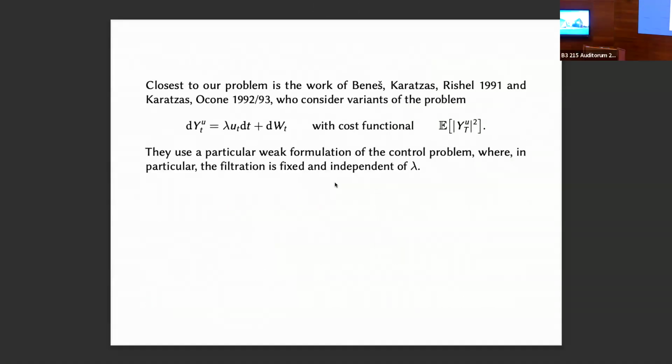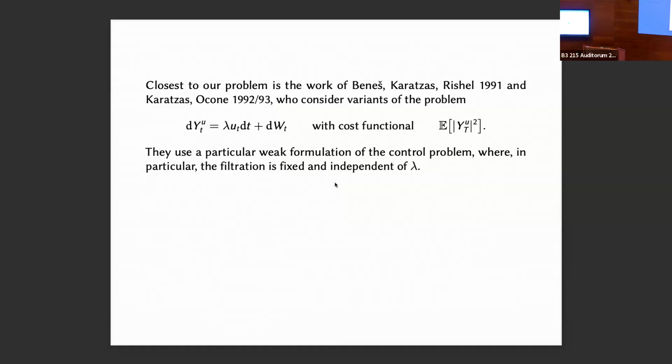Okay, what about related work? It is closest to work going back to the early 90s from Benes, Karatzas, Shreve, and Cohen. They have essentially the same dynamics as we look at in this talk, at least. The cost function is a little bit simpler. And what they do in contrast to us is they have some kind of weak formulation. By weak, I mean they are constructing their state process by a change of measure.